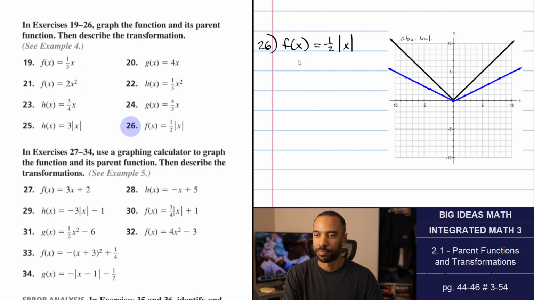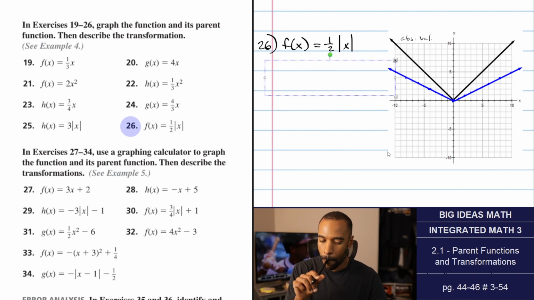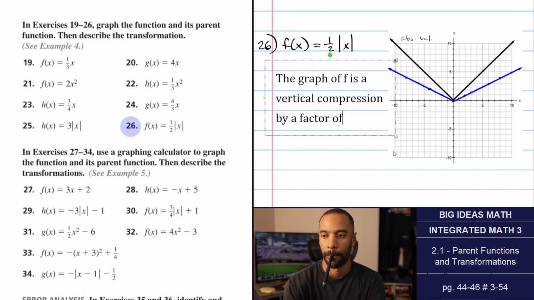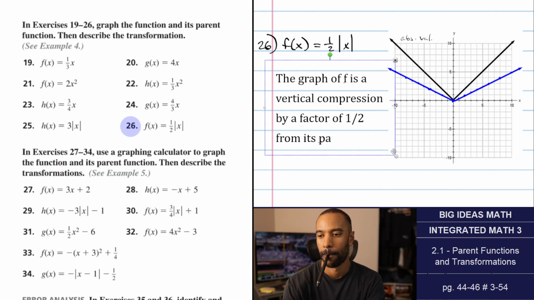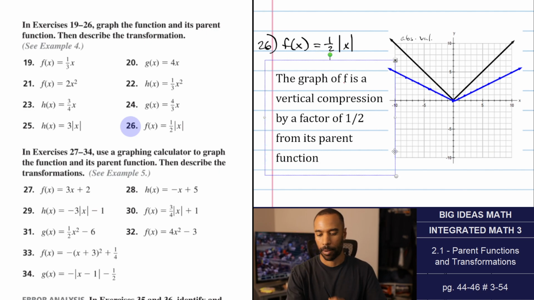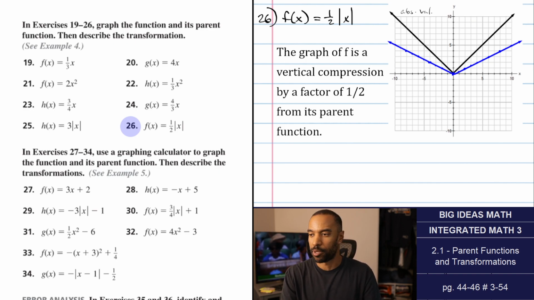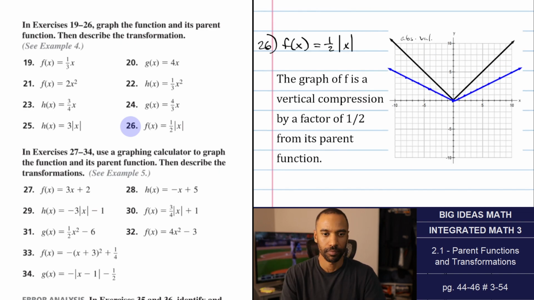So the graph of f... okay. So there is number 26. Okay, let me pause this fast to copy and paste over the parent functions one more time. Okay, got them ready on the next page.